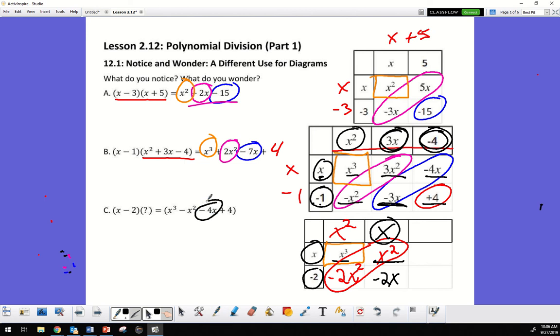All right, so right there, negative 4x. So I know that these ones right here have to add up to be negative 4x. But right here, I have negative 2x, right? So what am I missing? Negative 2, right? Negative 2 and negative 2 gives me negative 4. So I need a negative 2x right there.